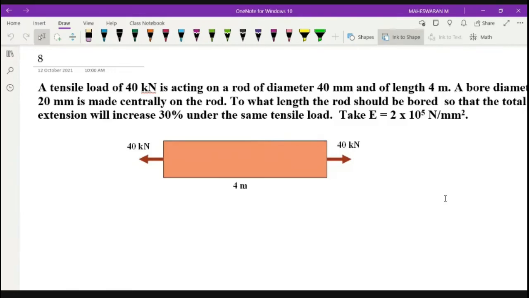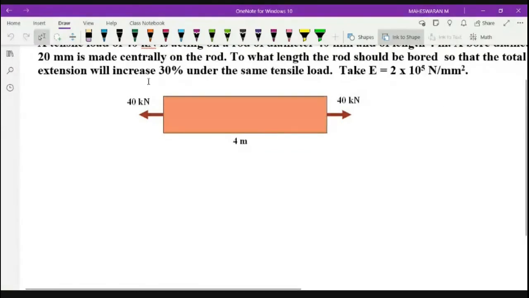Then I have to identify what is the increase in extension. Then I have to proceed one by one. So it is a combination of two problems which is connected like this. So let me consider the first case. Case one is this particular diagram.